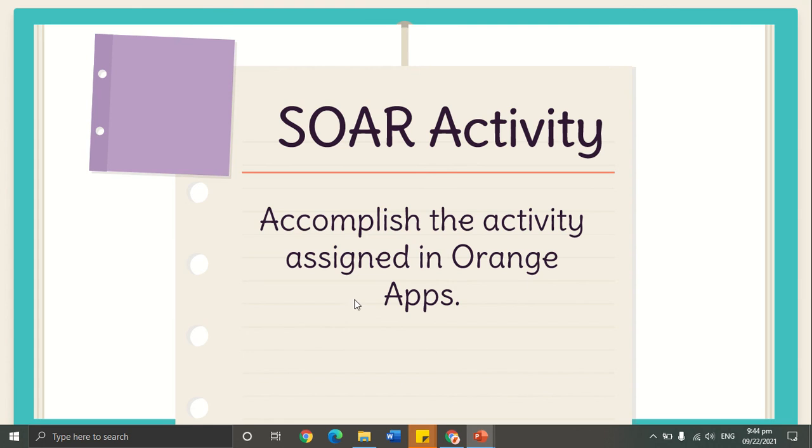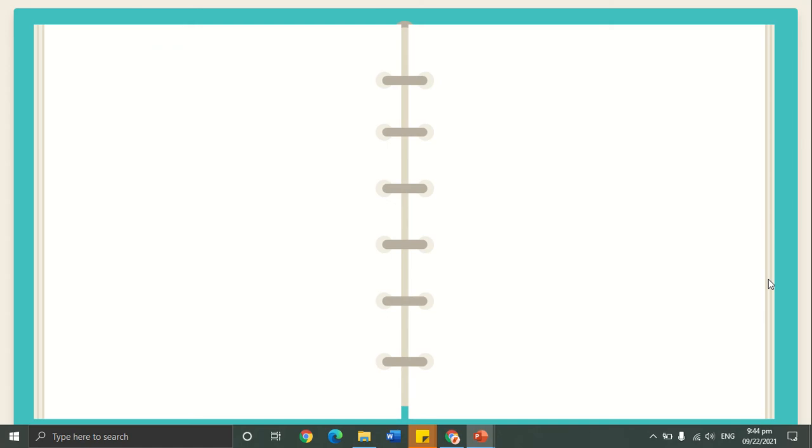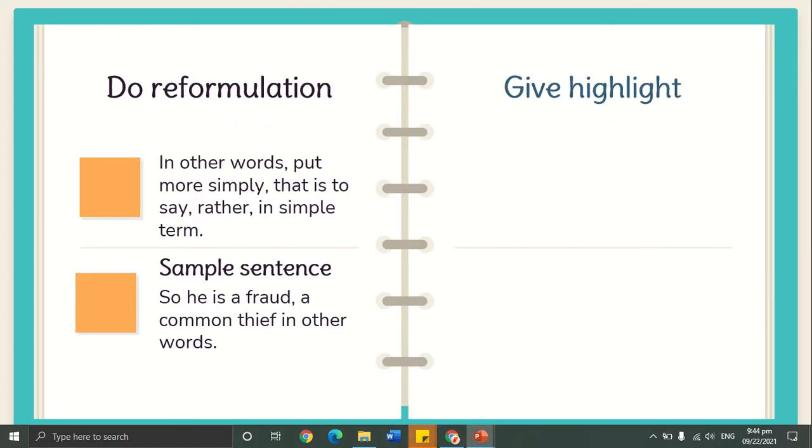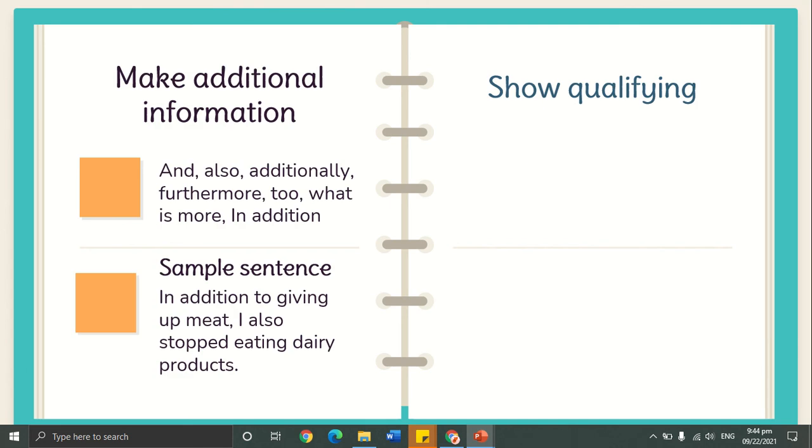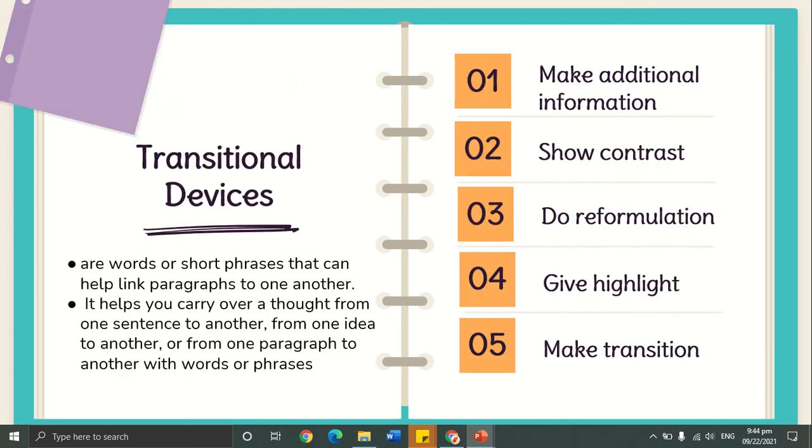So quick recap, there are five types of transitional devices that you can use, and these five are: make additional information, show contrast, do reformulation, give highlight, and make transition. To help you better remember, of course, you can always practice by writing sentences, or the first step is to memorize. So make sure to review the words so that you will be able to answer your SOAR activity.